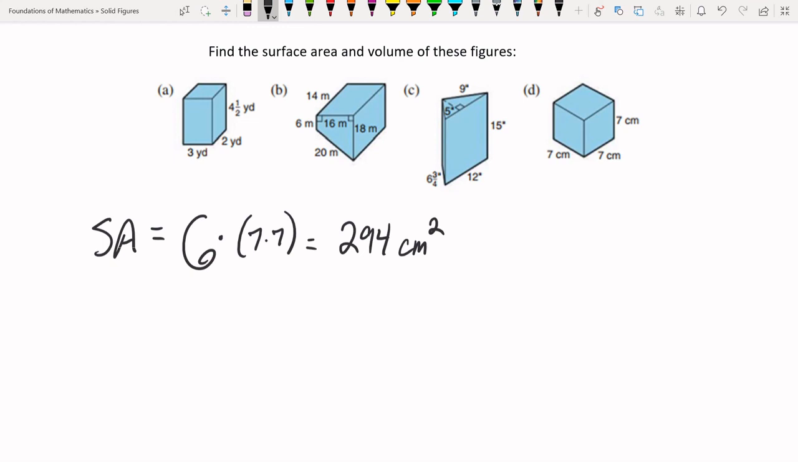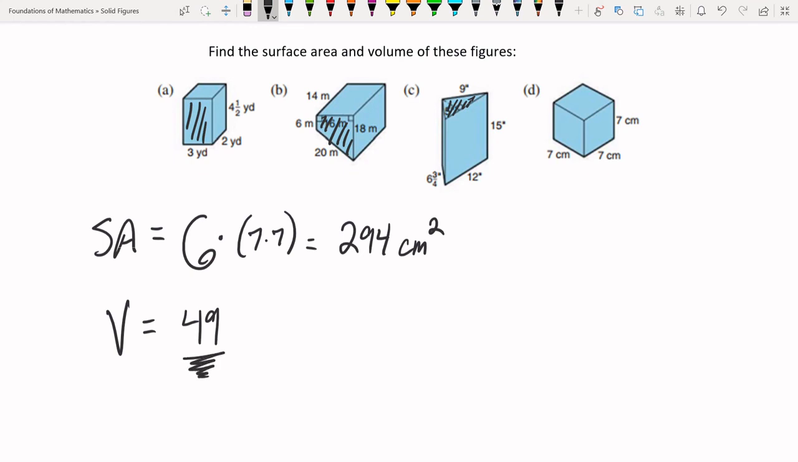There's 6 of them. That's why it's 6 times 7 times 7. Okay, the volume is going to be the surface area of one of the cubes, which is 49. The same thing as for the rest of them, right? We found the surface area of the rectangle, the surface area of the trapezoid, and the area of just the face, the triangle.